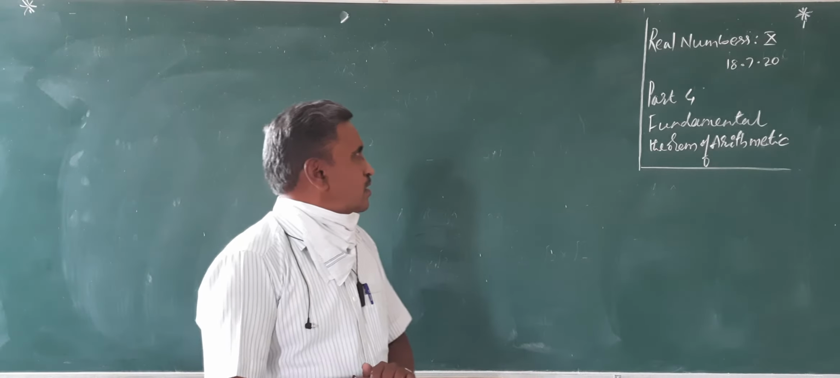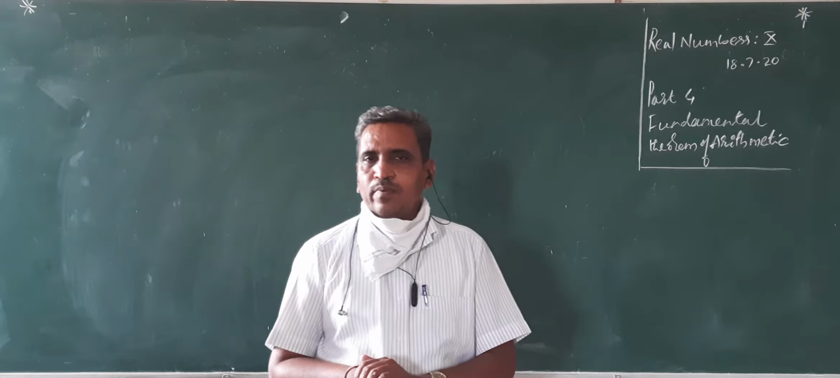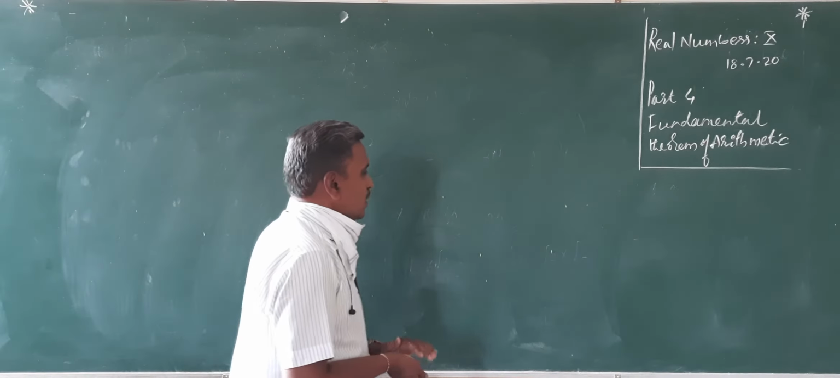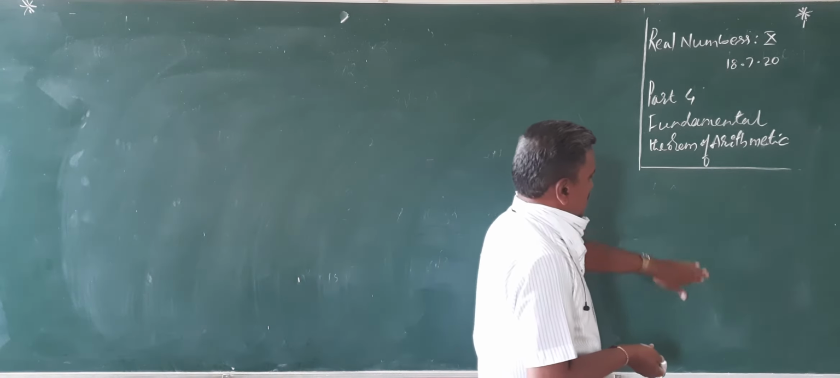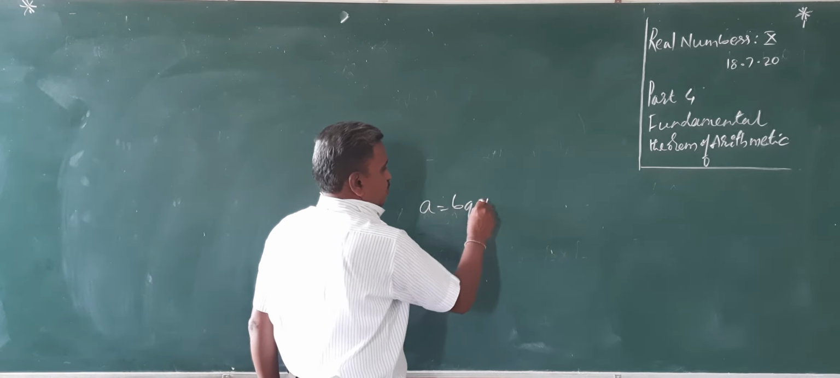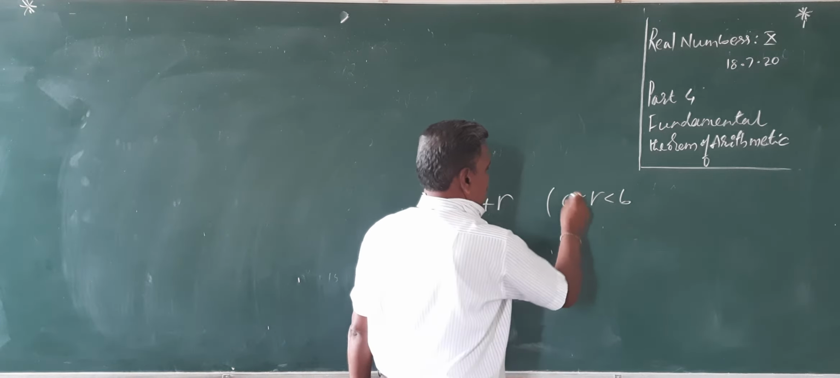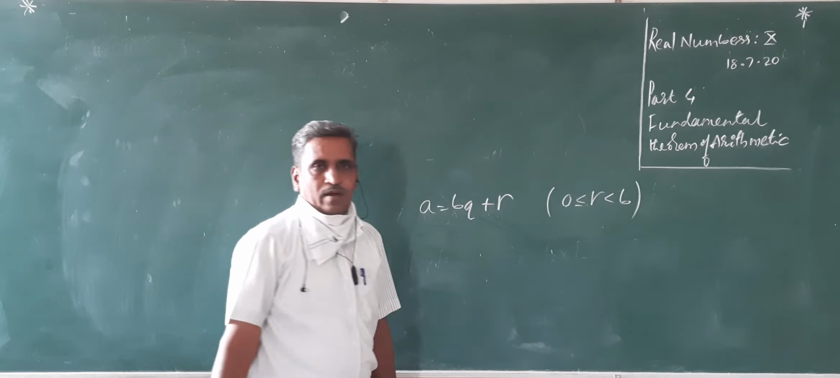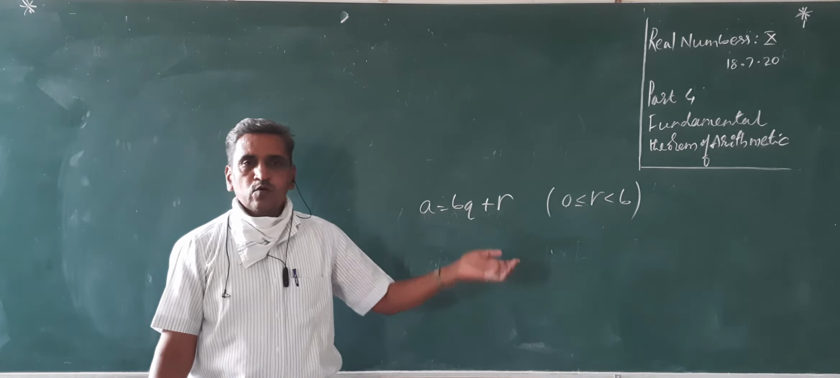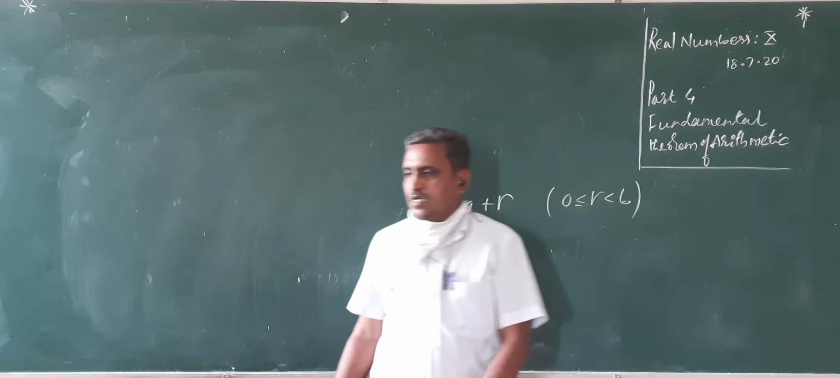Today the real numbers chapter is continued, and in that the part is the fundamental theorem of arithmetic. Already we know the division lemma, which is a = bq + r, where r lies between 0 and b. This division lemma is also used to find the HCF. But how to find the LCM? At that time, the fundamental theorem of arithmetic, what it defines.